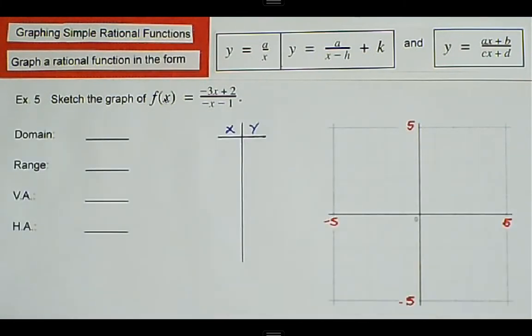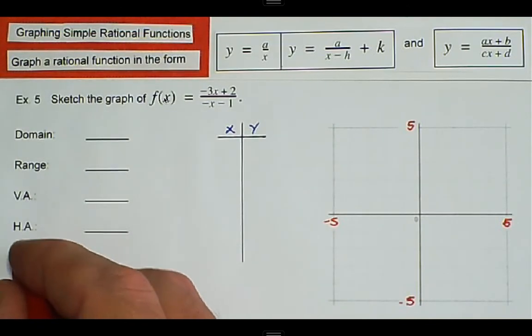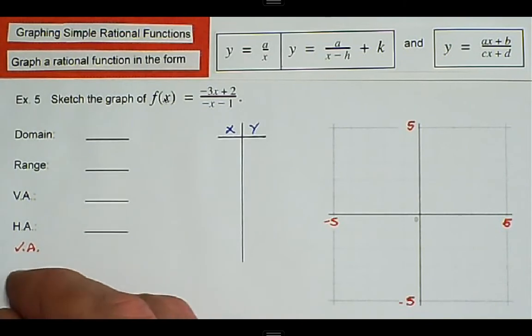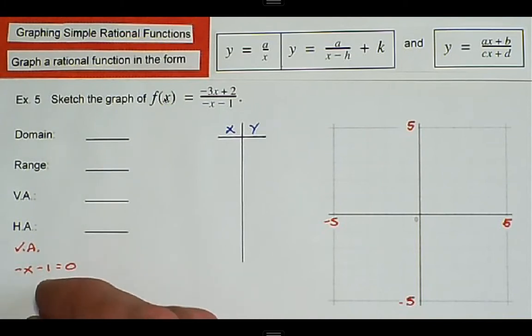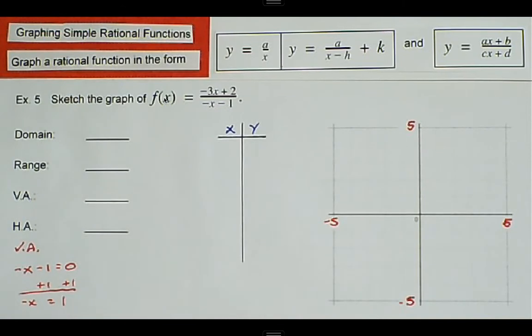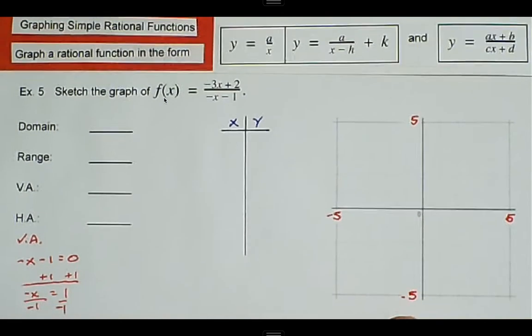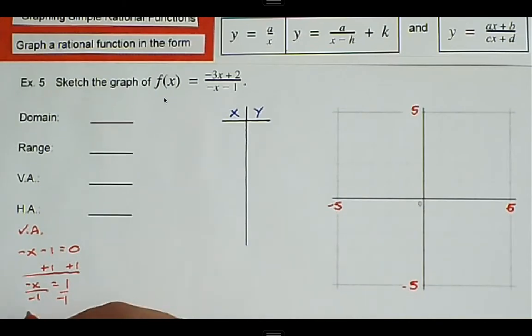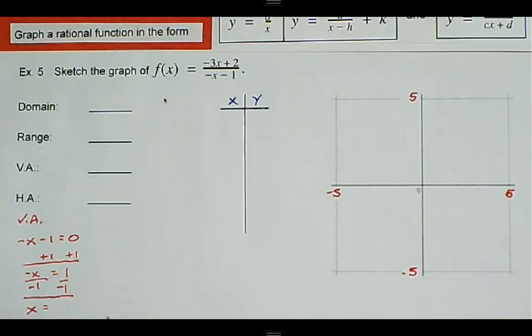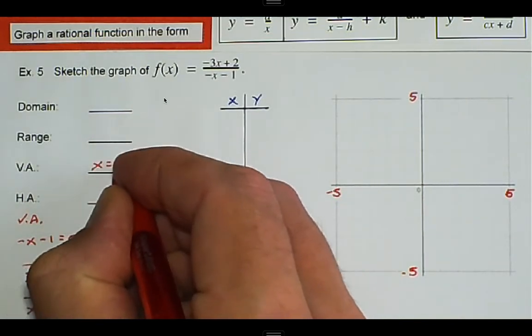So we can take a look at what we have here. The first thing we want to calculate is our vertical asymptote. In this case, we take whatever's in the denominator, so we have negative x minus 1 equals 0. We can add 1, and then we get negative x equals 1. Then we want to get x by itself, so we divide by negative 1, and then we get x is equal to negative 1. So our vertical asymptote is x equals negative 1.